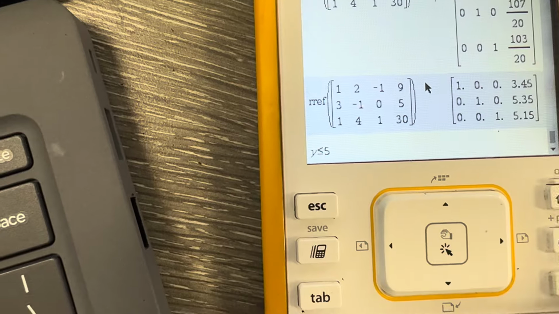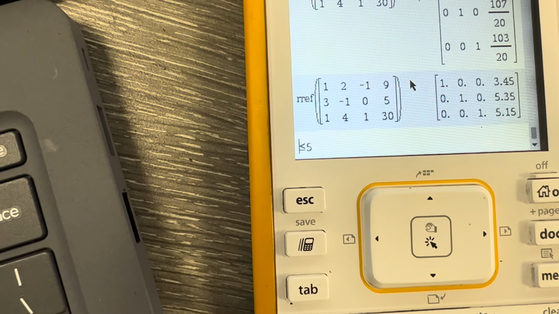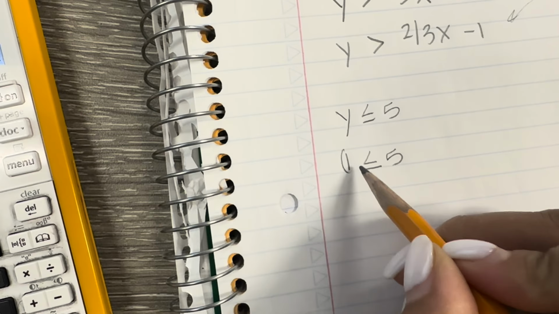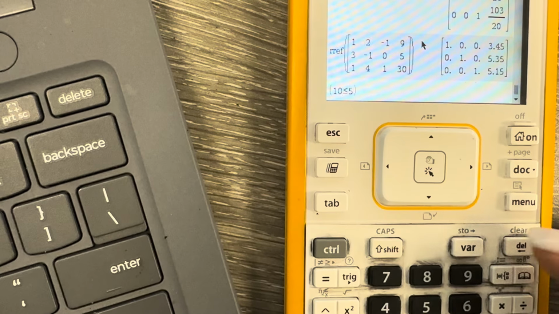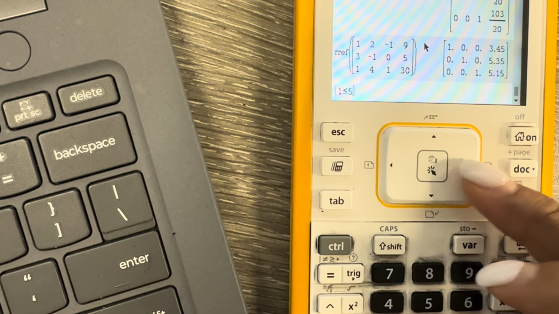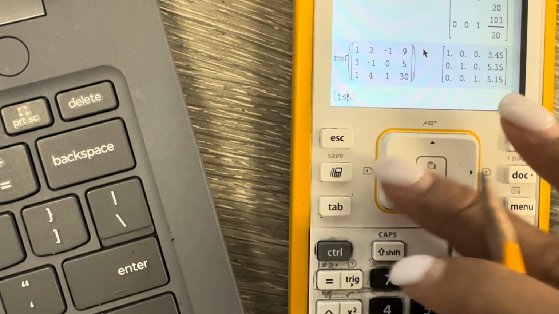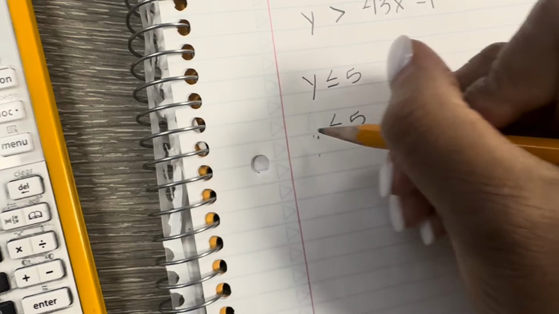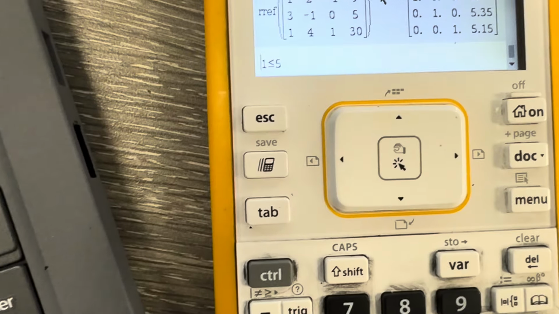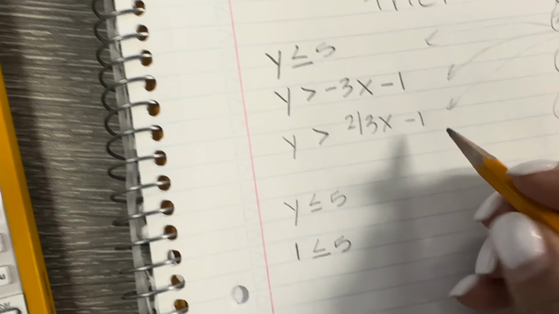And then go back and erase your y and put 1. Wherever you see a y, you put parentheses. Actually, don't do that. Just put 1. That confuses this thing. Okay, so just put 1. Ask your calculator, is 1 less than 5? Hit true. Yeah, it is, right? You know that on your own. Now let's try the other one.